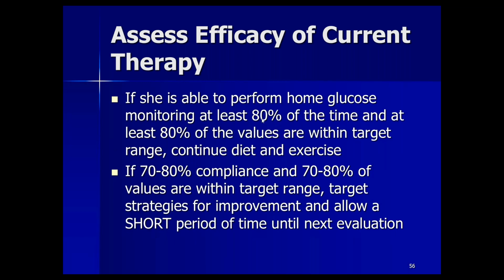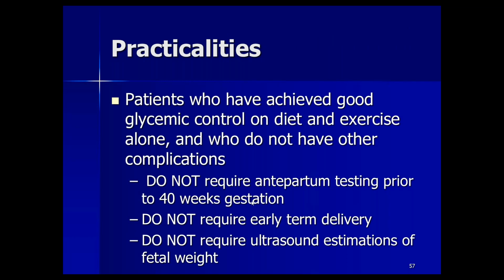My goal clinically is that they be able to perform home glucose monitoring at least 80% of the time, and at least 80% of the values should be within the target range. If so, then clinically what I usually do is continue them on diet and exercise. In the 70 to 80% range compliance, 78% target range, I will talk with her about what strategies she wants to put in place for improvement, and I'll allow a short period, not more than a week, until that next evaluation. And if that hasn't improved, then we need to talk about moving on and adding medications.